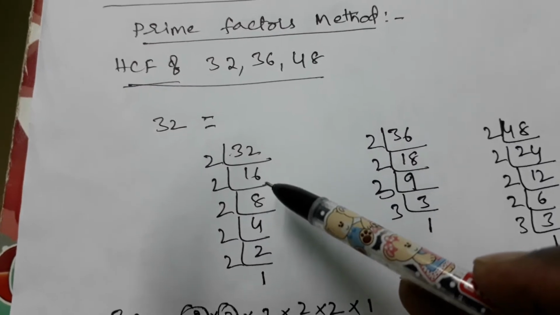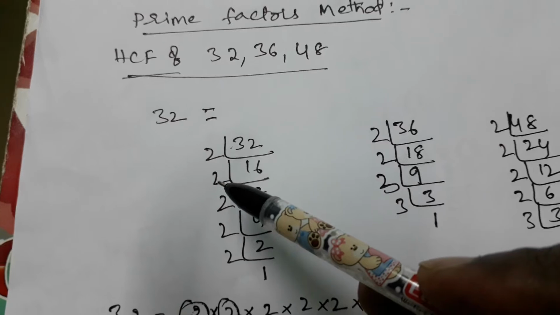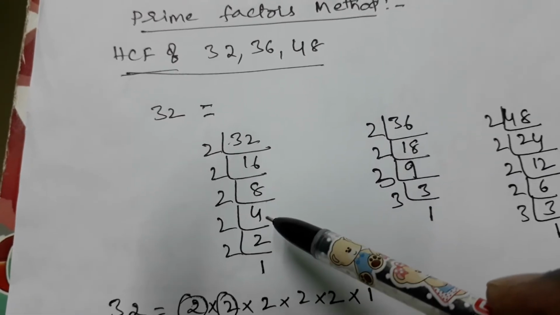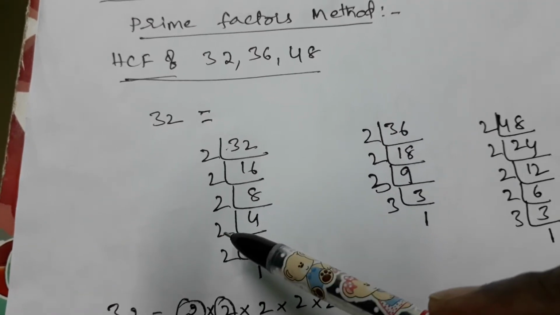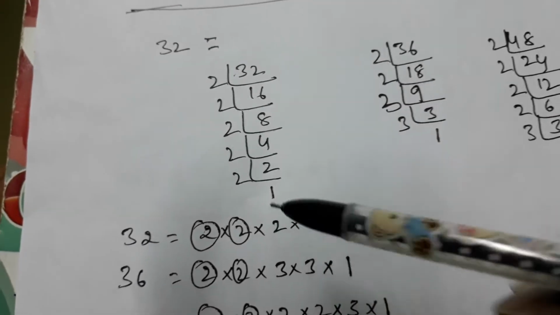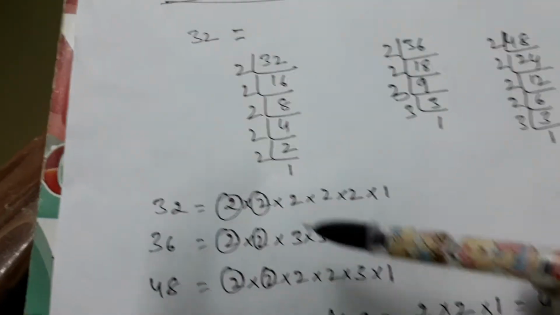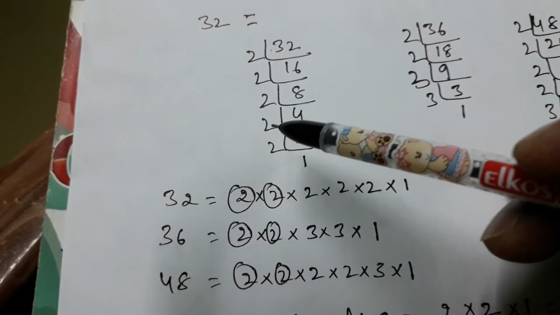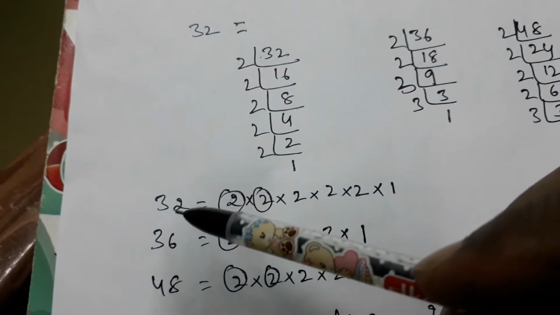2 16s are 32. Again, 16 in the 2 table: 2 8s are 16. Again, 8 in the 2 table: 2 4s are 8. Again divide 4 by 2: 2 2s are 4. And finally 2 divided by 2: 2 1s are 2. Now these are the prime factors of 32. Write 32 as 2 into 2 into 2 into 2 into 2 into 1. Multiply the outside numbers, then you will get 32.